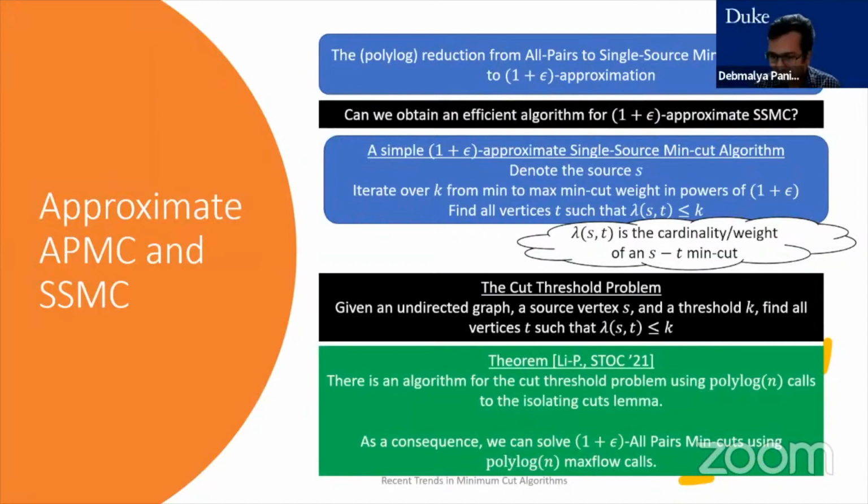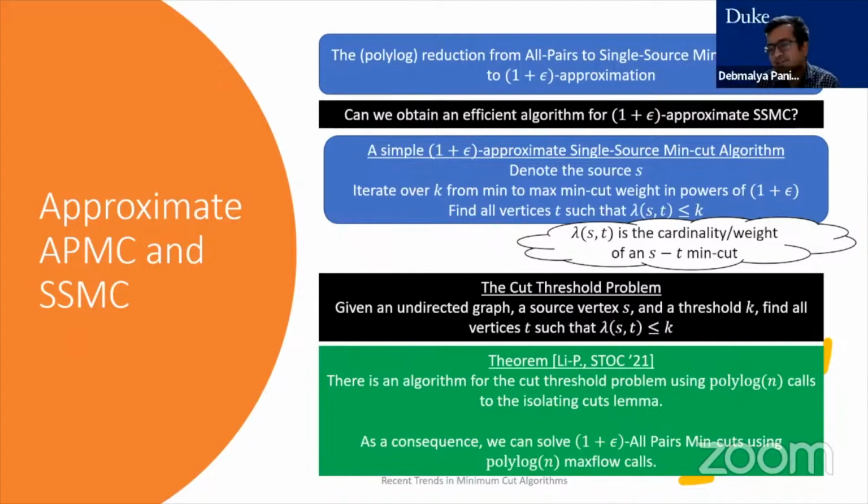Okay, so in fact, that's exactly what our theorem is. So we show that there's an algorithm for the cut threshold. Sorry, just one more clarification. At all these levels, why do you need less than k? Don't you just need between k and, let's say, k times 1 plus epsilon? Because you just need it for one level, no?